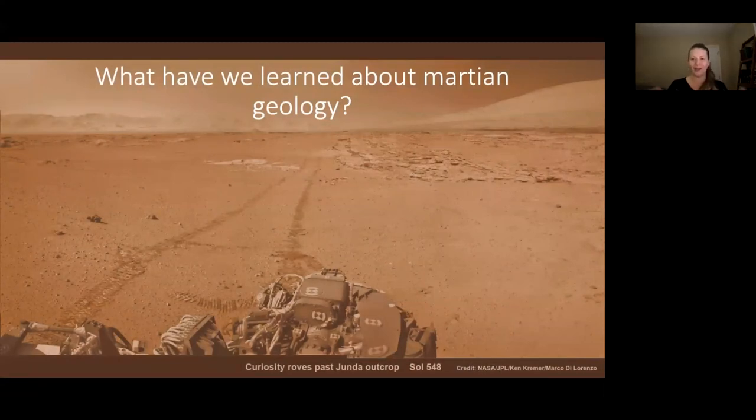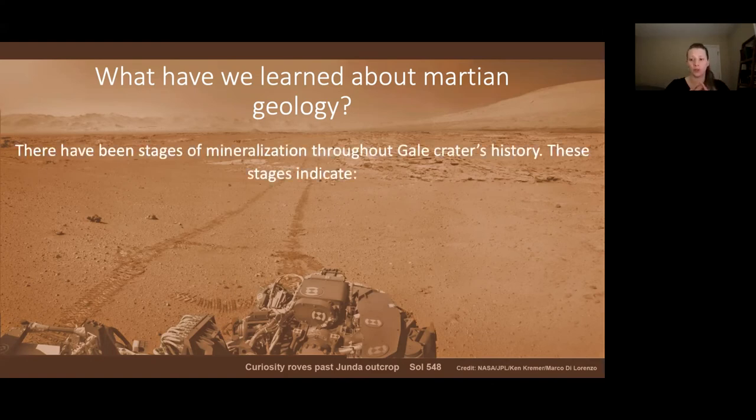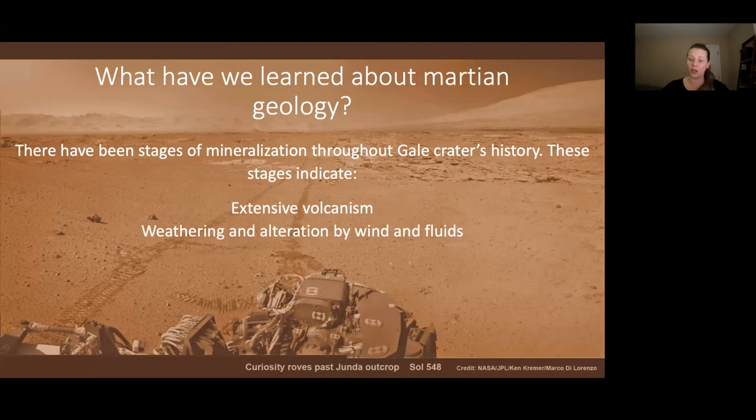I've thrown a lot of information at you, and I'd like to show you this super cool picture and just step back a bit and synthesize this. The rocks and minerals that we've observed in Gale crater tell us that there have been various stages of mineralization, environmental evolution, and cycling throughout its history. These stages include extensive volcanism, which we know from the basaltic minerals I mentioned, like olivine, plagioclase, and pyroxene, and of course, the many volcanoes dotting the surface of Mars. There's also been significant weathering and alteration by wind and fluids, which is clear from the sand dunes and windblown sedimentary structures, as well as the sedimentary structures formed by moving and standing water. And of course, we've observed minerals associated with alteration by water like clays and jarosite.